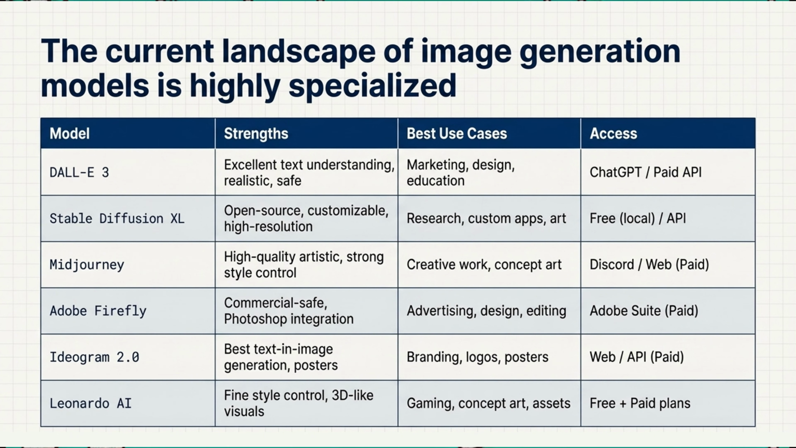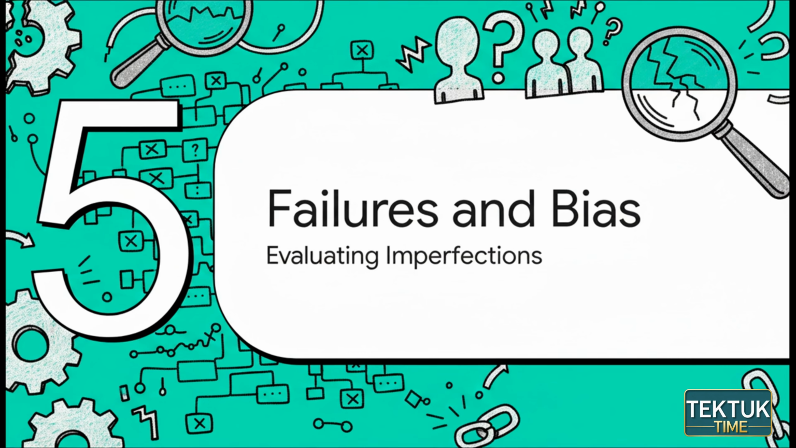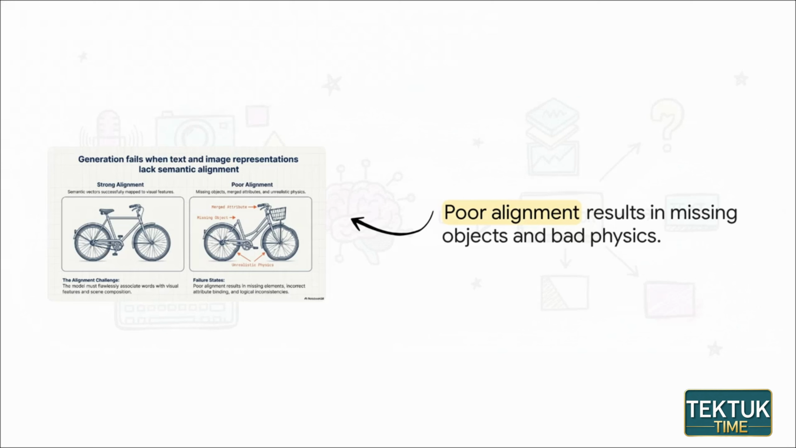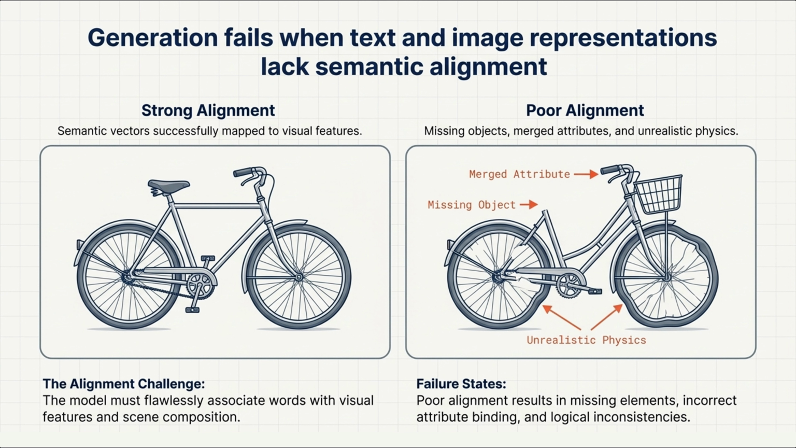Section 5. Failures and Inherent Bias. As analytical thinkers, we must adopt a critical lens to evaluate these systems from a structural perspective. The generative process is not perfect, not by a long shot. When those semantic vectors in the latent space fail to map perfectly to visual features, we see profound alignment failures.